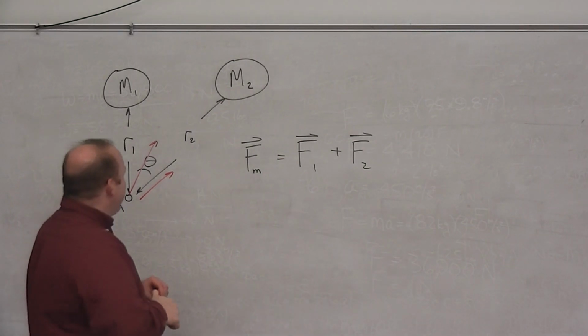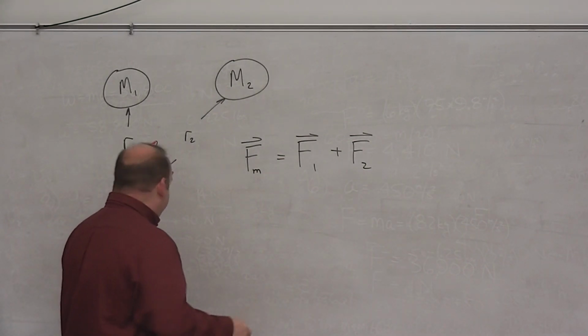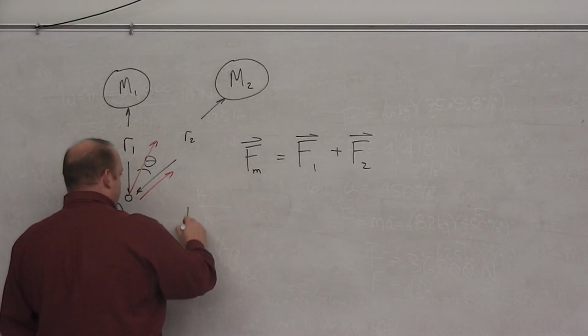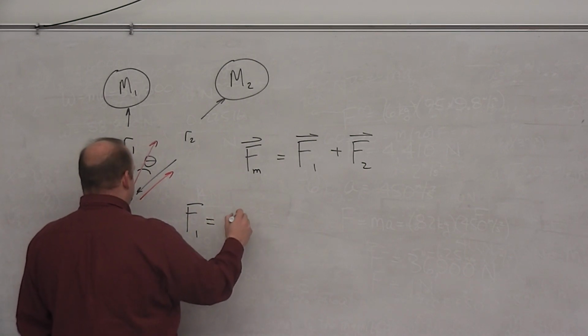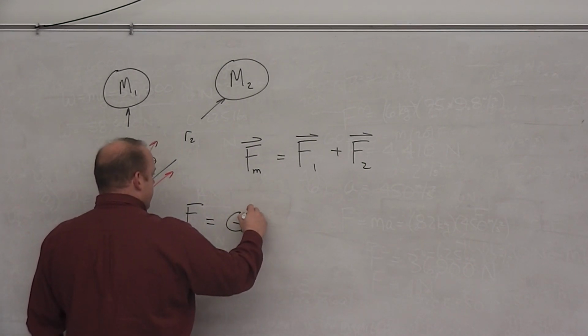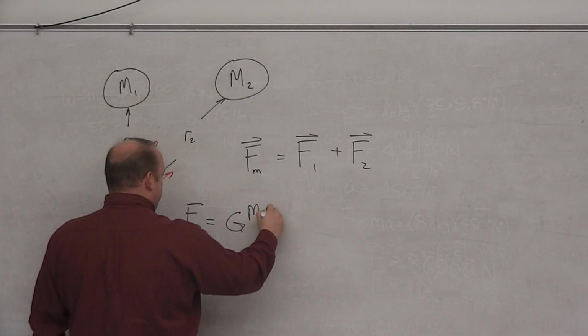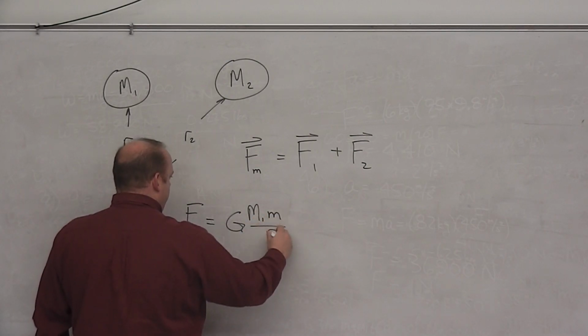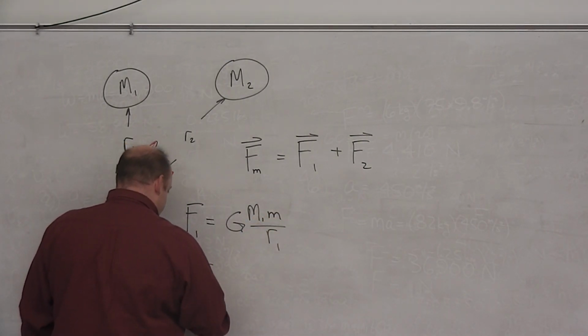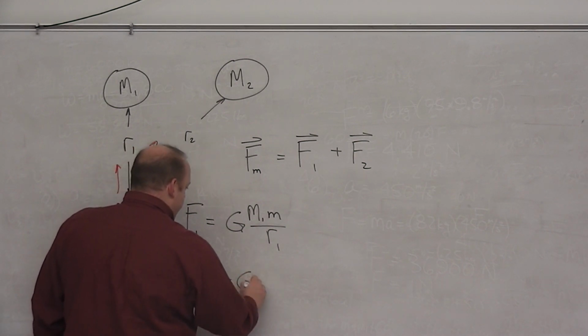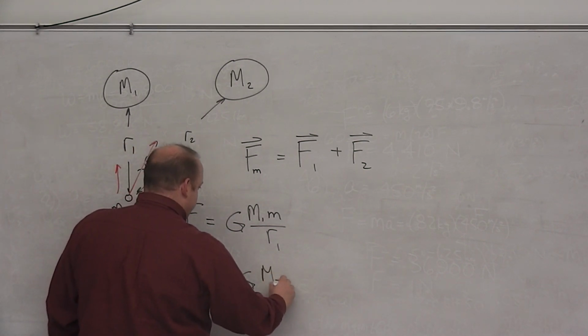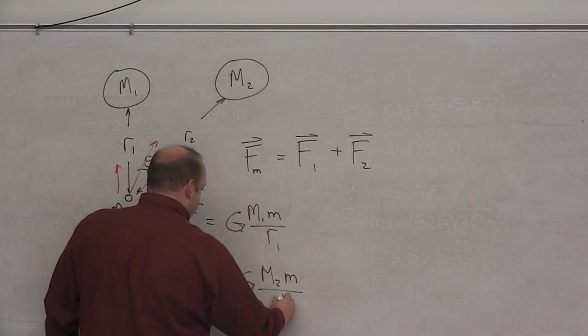So now, the force of each one, so the force on one would equal G big M1 little m over R1 squared. These are the magnitudes, but we'd have to do some vector addition to actually do that. Plus G M2 little m over R2 squared.